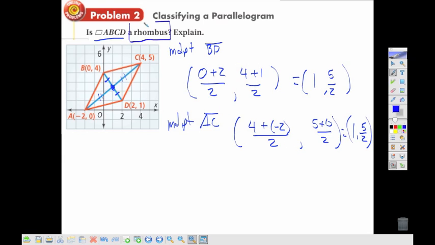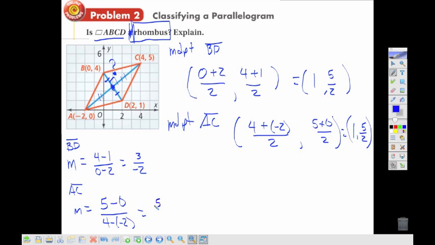The next thing we want to check is if it's a rhombus. So the easiest test now that we know that it's a parallelogram is to check if we have a perpendicular here. To check for perpendicular, we're going to use our slope formula. We'll do that again for BD and for AC. So we get 3 over negative 2. For AC, giving us 5 over 6.